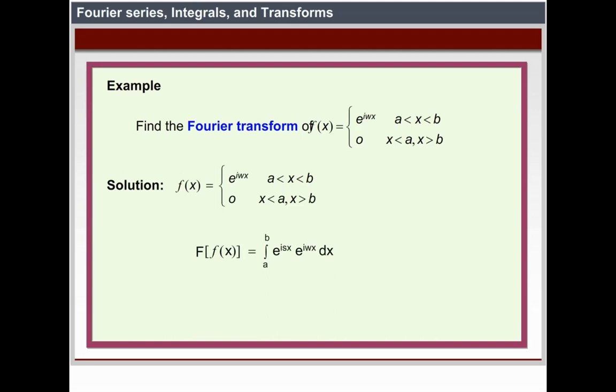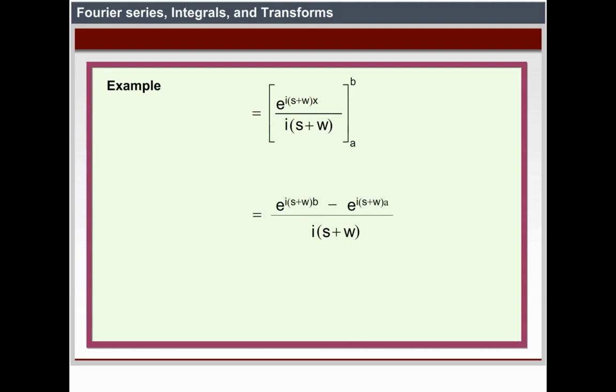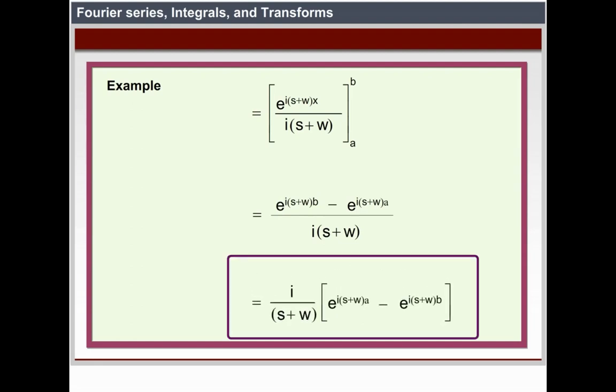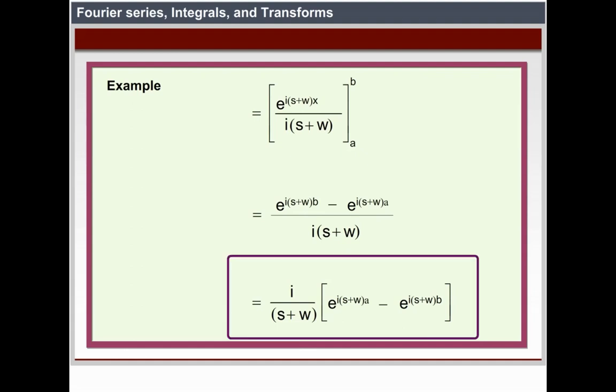Then capital F of small f of x equal to integral a to b e power isx into e power iwx into dx equal to integral a to b e power i into s plus w into x into dx equal to, after integrating we are getting e power i of s plus w into x divided by i of s plus w with the limit a to b. After applying the limits, we are getting e power i of s plus w into b minus e power i of s plus w into a divided by i of s plus w equal to i divided by s plus w into e power i of s plus w into a minus e power i of s plus w into b.